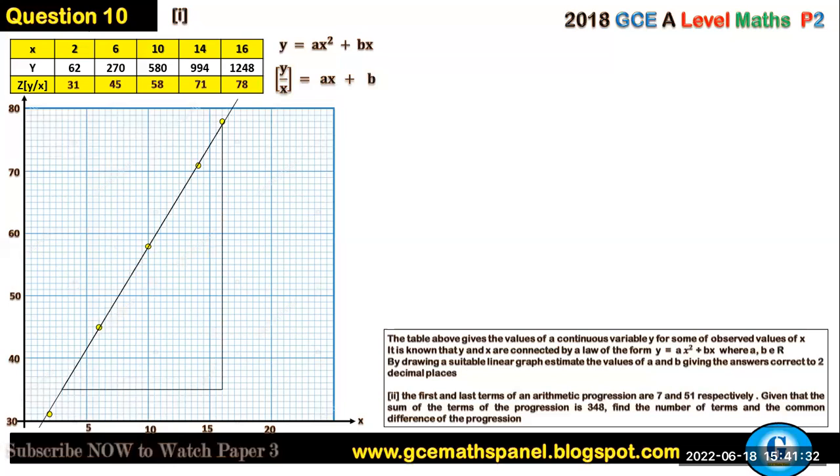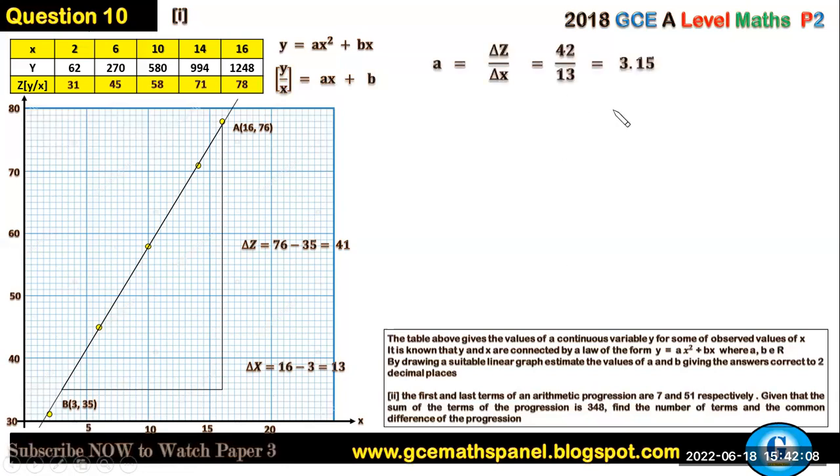The gradient of this line gives us the value a. By making this triangle, it should normally touch the points where the grid lines intersect, not where the lines do not intersect. Look at this point where the horizontal and vertical lines intersect on the graph paper. So this point A here has coordinates 3, 35 and B is 16, 77. So my gradient will be change in Z over change in X, and change in X is 16 minus 3, which is 13. So my a will be change in Z over change in X, which is 42 on 13.